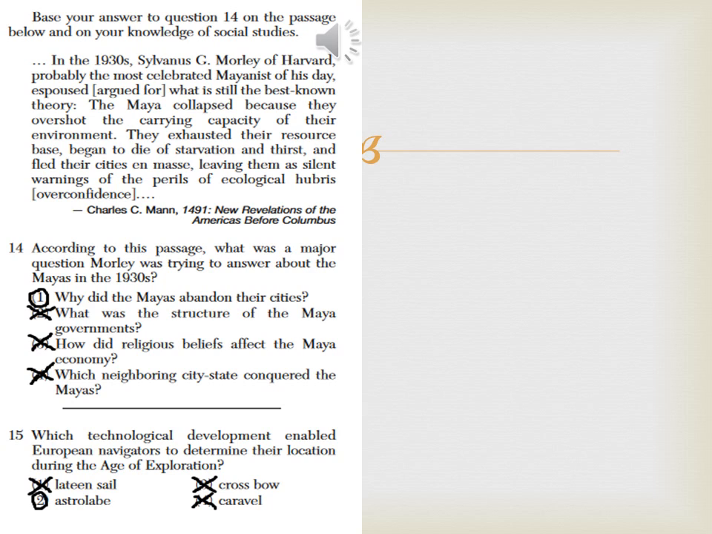1491, New Revelations of the Americas before Columbus. Alright, so according to this passage, what was the major question Morley was trying to answer about the Mayans in the 1930s?